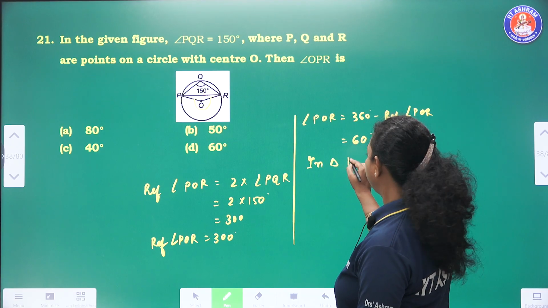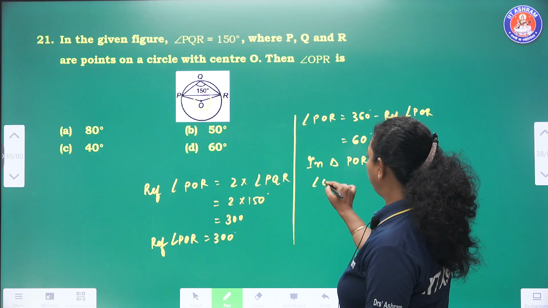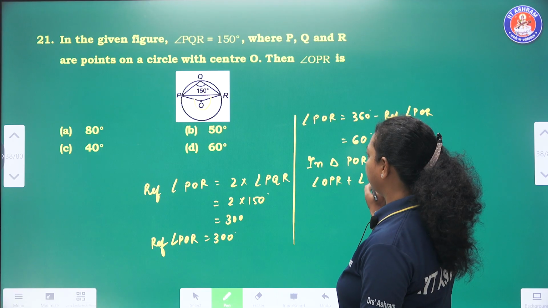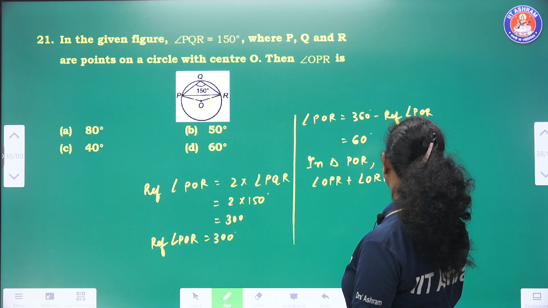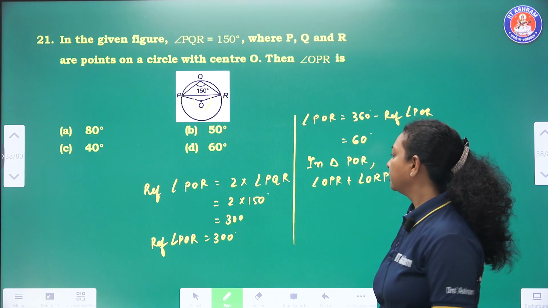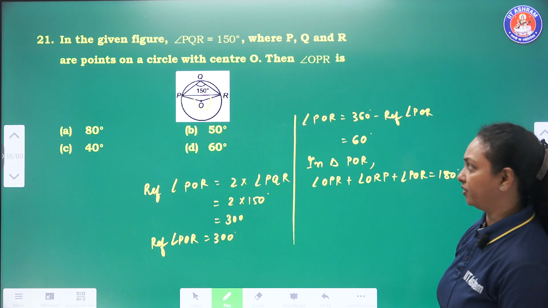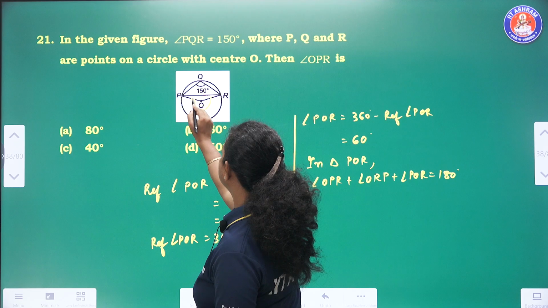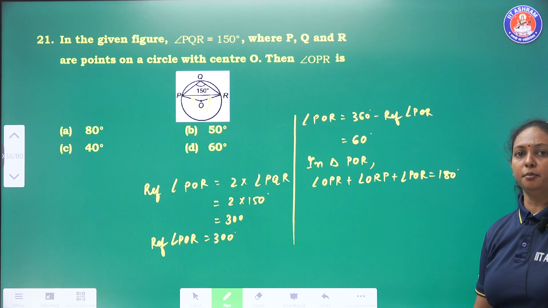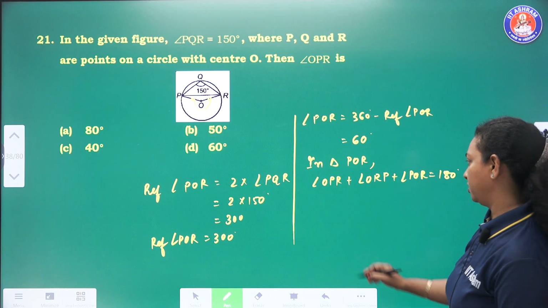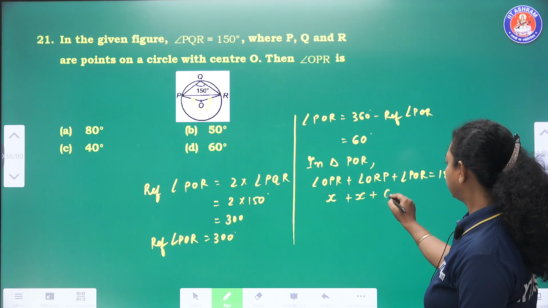In triangle POR, angle OPR plus angle ORP plus angle POR is equal to 180 degree. Where OPR and ORP, both the angles are equal. Why? Because OP is the radius and OR is also a radius. So it is an isosceles triangle. So angles opposite to equal sides are also equal. So suppose these are x plus x, and angle POR is what? 60 degree.